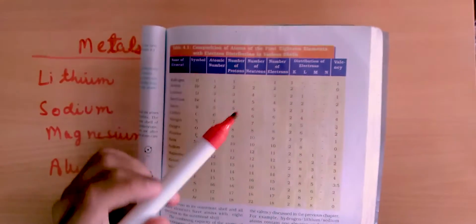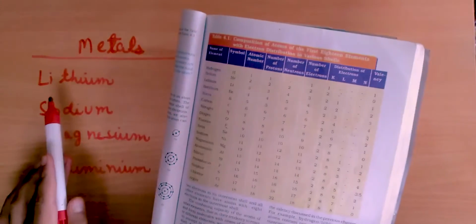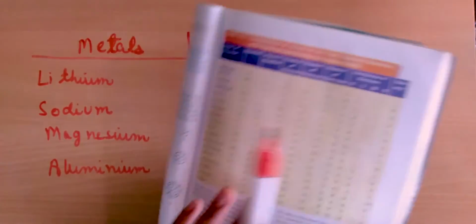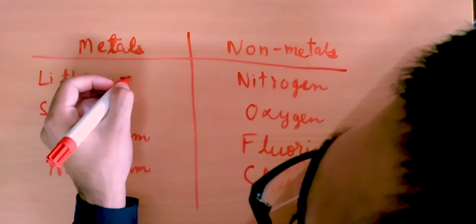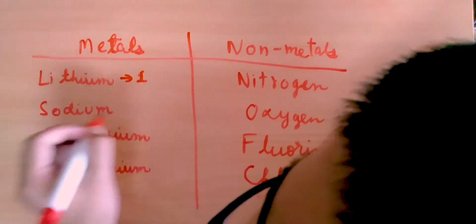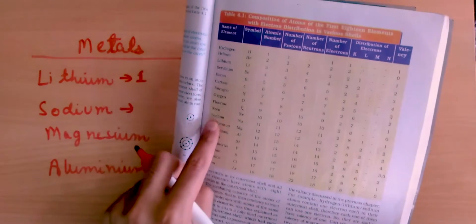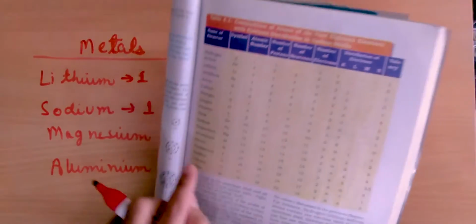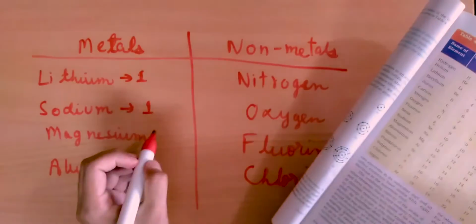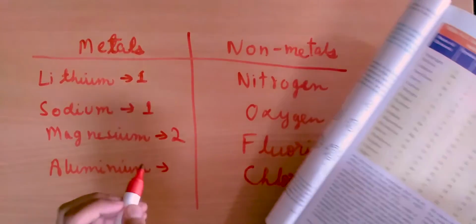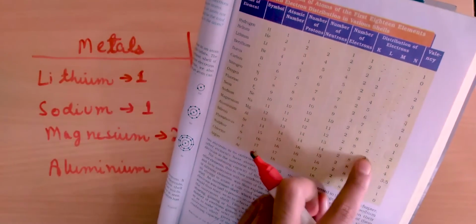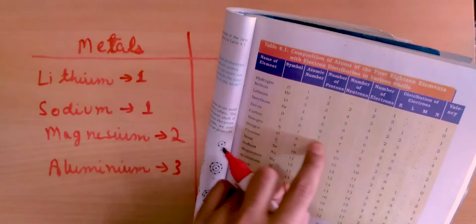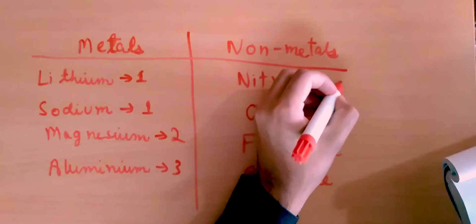So here if we look at the outermost shell of lithium, it has only 1 electron in its outermost shell. Sodium has 1 electron again in its outermost shell. Magnesium has 2 electrons in its outermost shell. Aluminium has 3 electrons. Nitrogen, if we find here, has 5 electrons in its outermost shell.